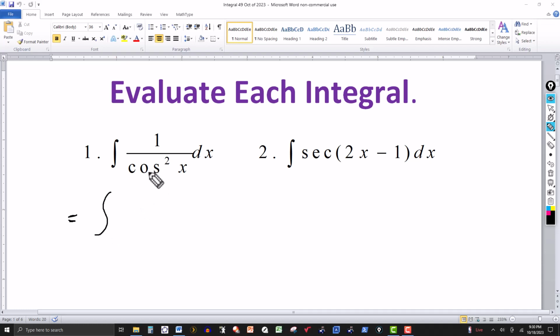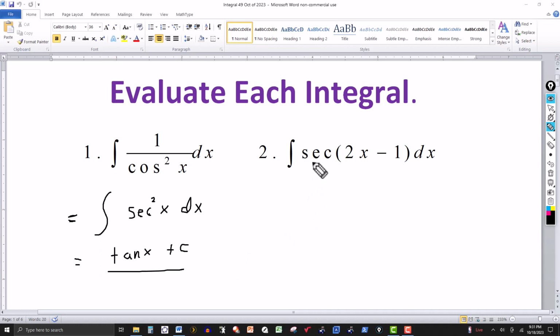We have 1 over cosine squared. Cosine and secant are reciprocals, so we can write this as secant squared of x dx. And then it should be fairly obvious. We know the derivative of tangent is secant squared. So the integral of secant squared of x is tangent of x, plus your constant of integration. So we didn't need a u substitution for this one. Straightforward. Just knowing the formulas for integrals.